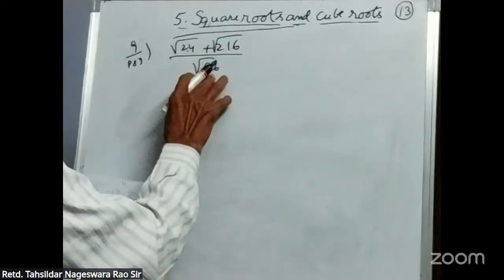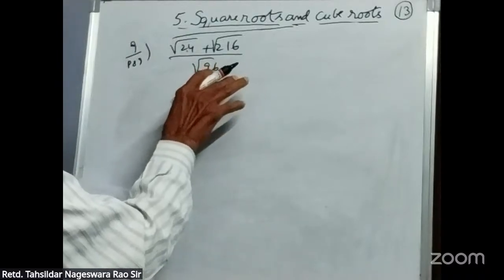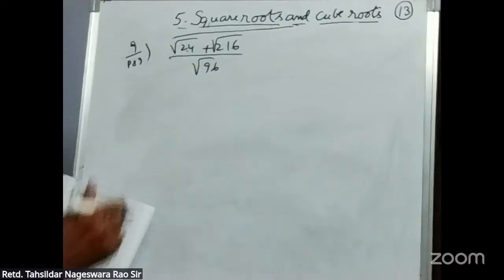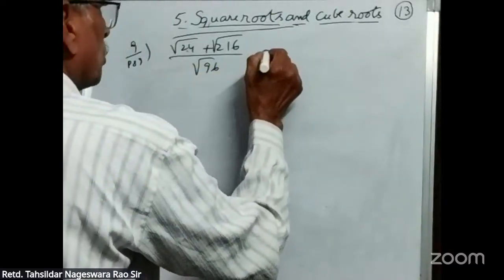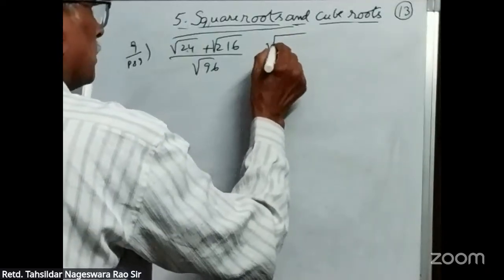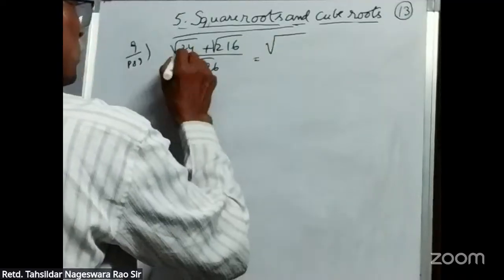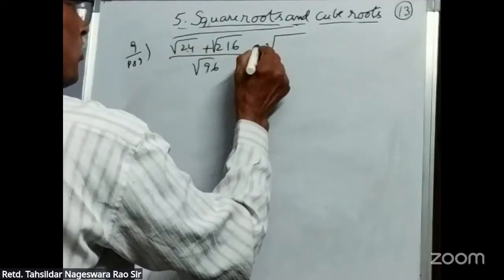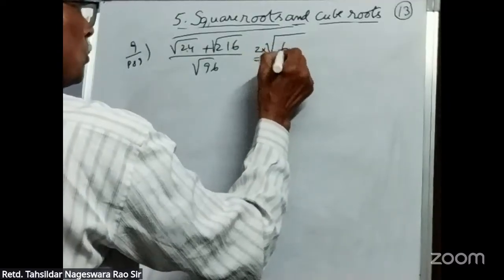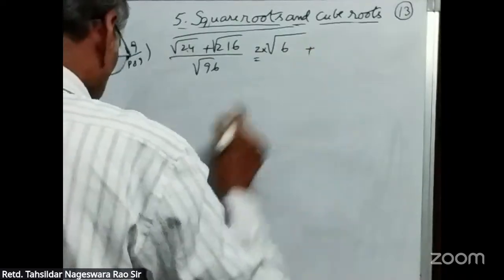And if we divide by 6, the balance will be 16. The other factor will be 16. Root of 16 will be 4. So that is one clue. This is given as directly 4 into 6. Square root of 4 into square root of 6, square root of 4 will be outside. It will become 2 root 6.